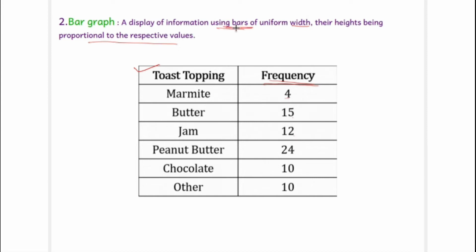Bar graph means we have to make some bars whose width is same for all the bars. And heights are different because height will represent this data. Hope you have understood this. Now I will show you practically how to do it.